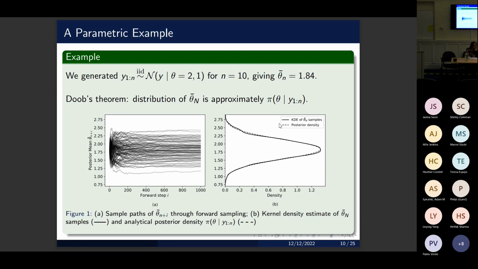However, every time you run this predictive resampling scheme, we see that the parameter of interest converges to a different location. And if we plot the kernel density estimate of where the theta bars converge to, we can see that indeed the limiting distribution of this estimate from the imputed population is going to be exactly the same as the posterior density here.